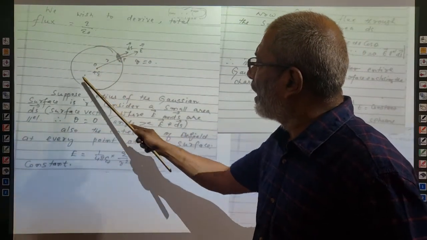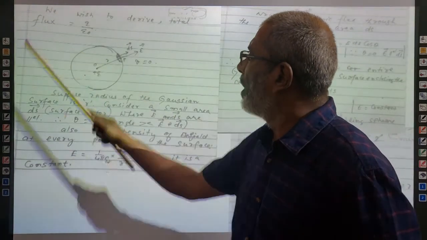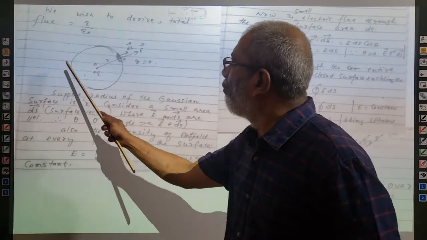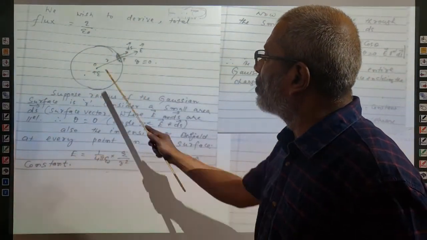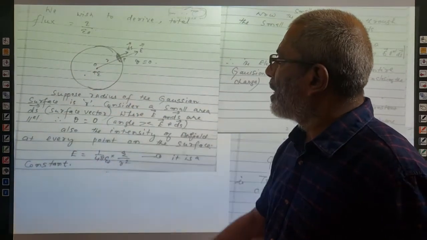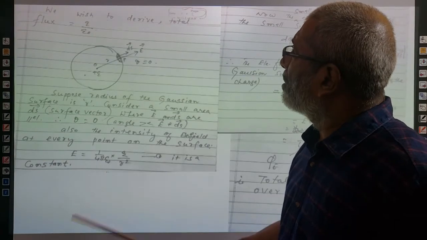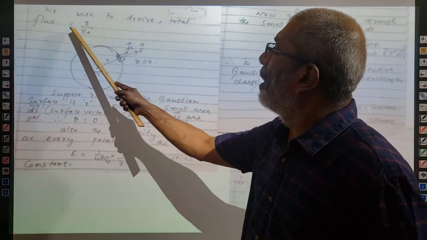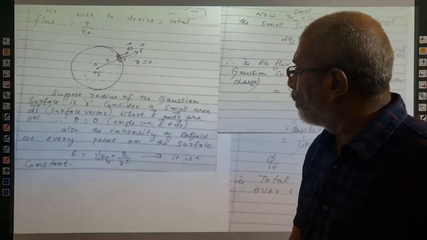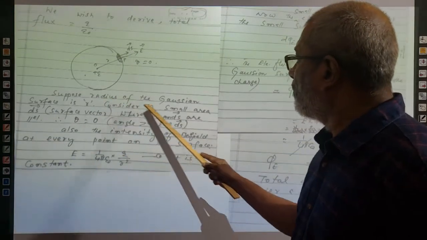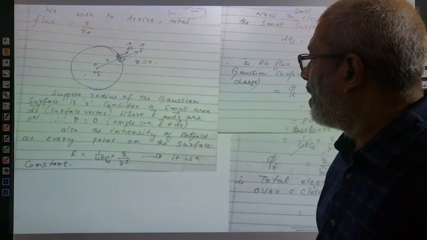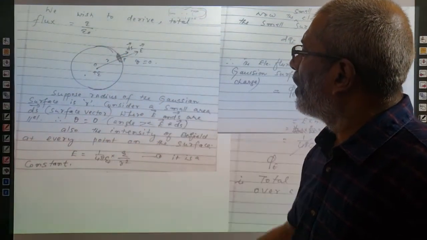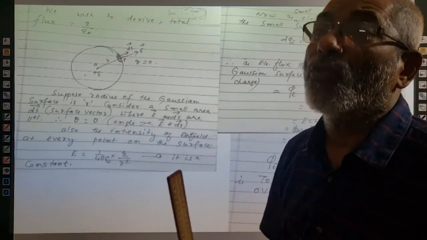This charge will produce a field around it, and the field lines emerging out of this charged particle are penetrating through this closed surface. We wish to calculate the total flux through this closed surface enclosing this charge plus Q. This surface has a radius r. We have to prove that the total flux through this spherical surface is equal to Q by epsilon 0. In this case, suppose the radius of the Gaussian surface is r. It is shown here. Consider a small area ds on the surface of the sphere. What is ds? Surface vector.